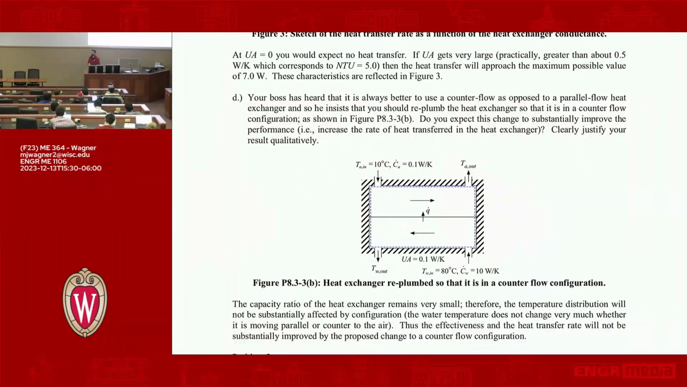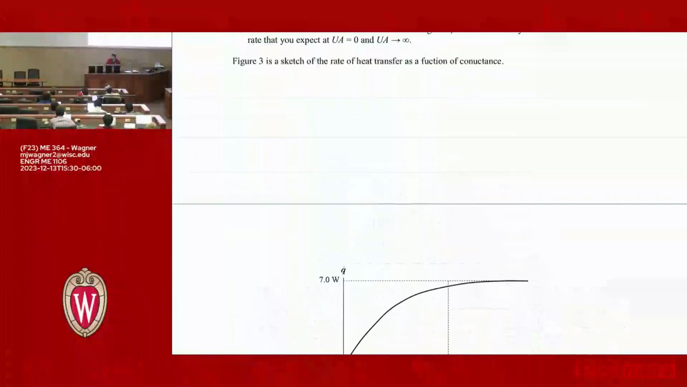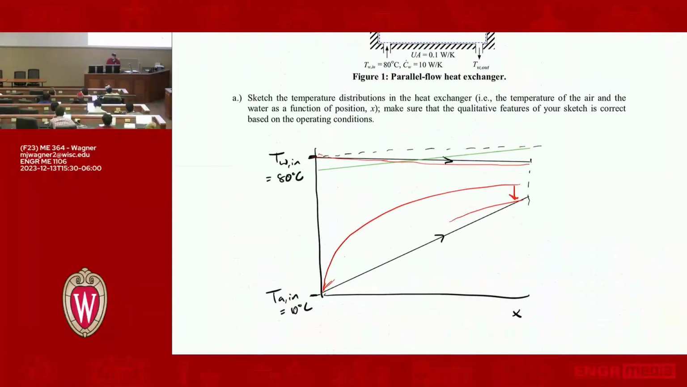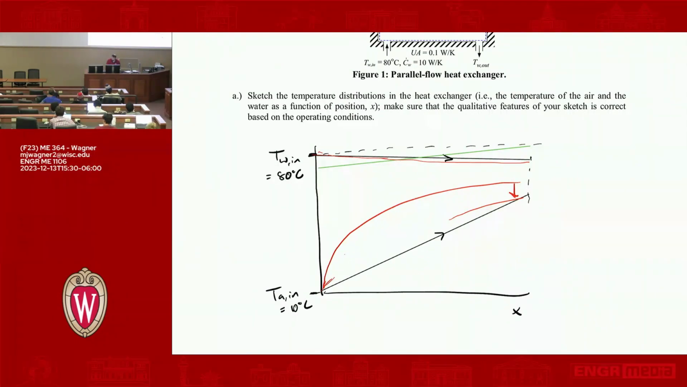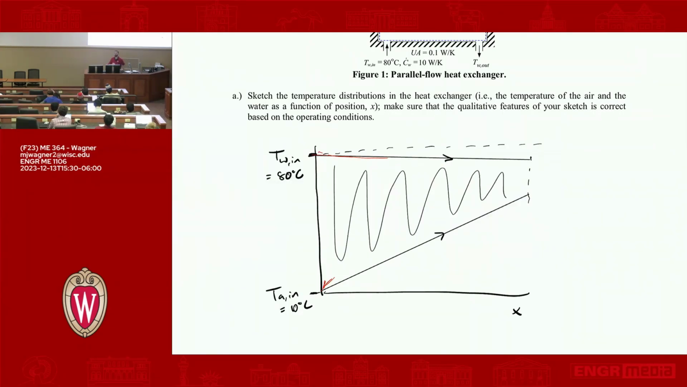So here, I guess we can look back at this temperature plot. What we're saying is, I've plumbed it this way. The total heat transfer in this device is related to the total temperature difference between these two fluid streams. If we were to have reversed it, it would look like this. That total temperature difference is pretty much the same, right? So it just doesn't matter. So you basically have to explain that, and that's basically the answer there.